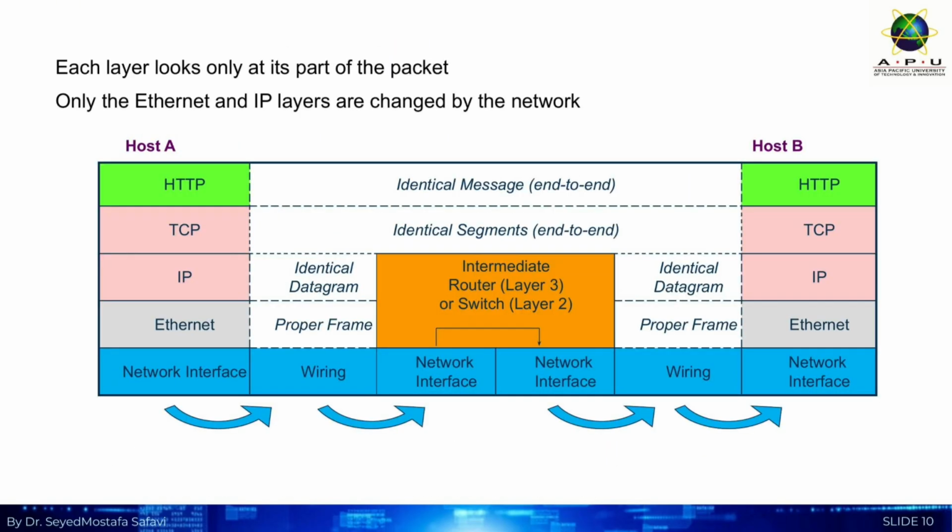This slide is crucial. It shows host A talking to host B. Notice how each layer looks only at its part of the packet. The application layer doesn't care about the Ethernet address, and the Ethernet layer doesn't care about the application data. Only the network components like routers actually change the Ethernet and IP layers as the packet travels across the network.